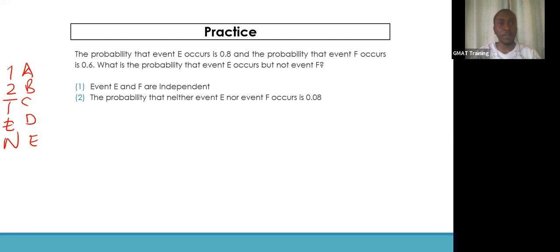Okay, so we have the probability that event E occurs is 0.8. Probability of E equals 0.8. And the probability that F occurs is 0.6. What is the probability that event E occurs but not event F? That means we want probability of E and probability of not F, that means probability of F not happening.